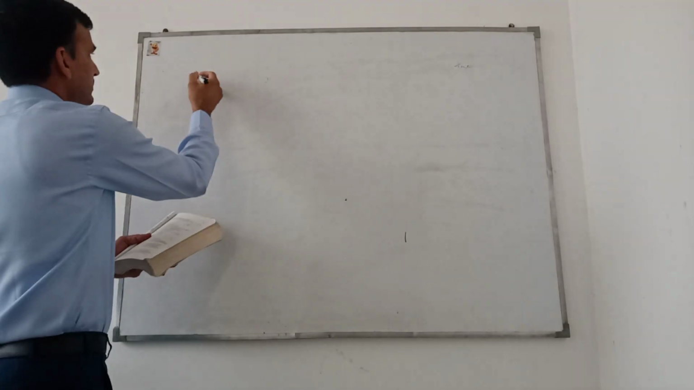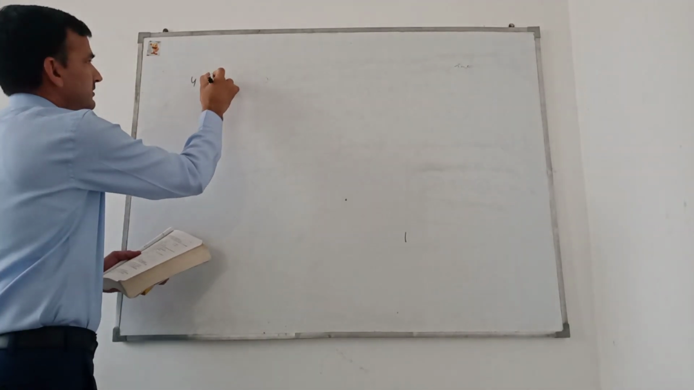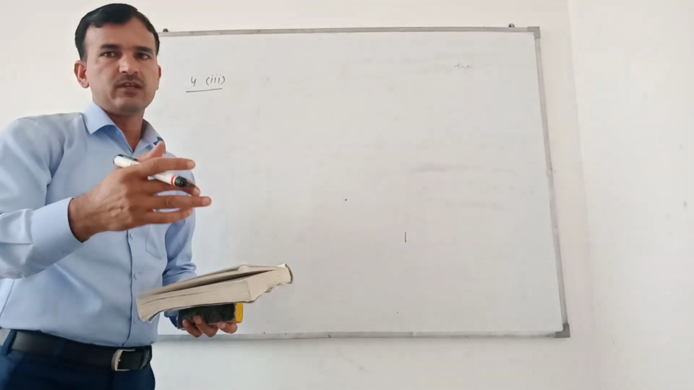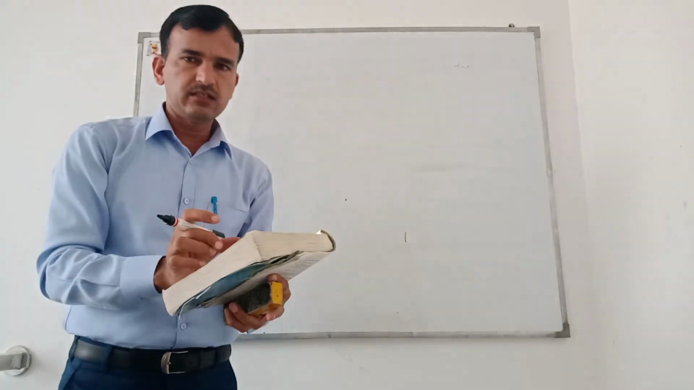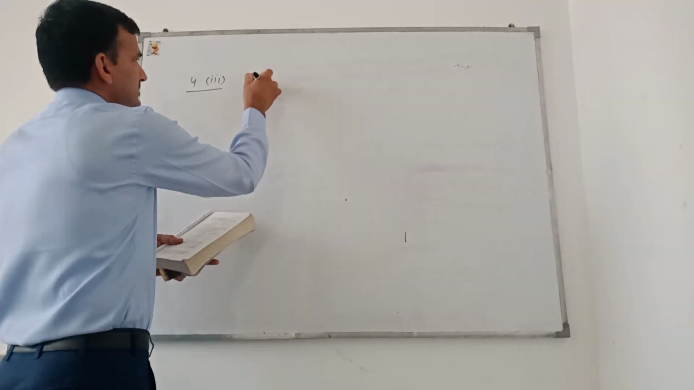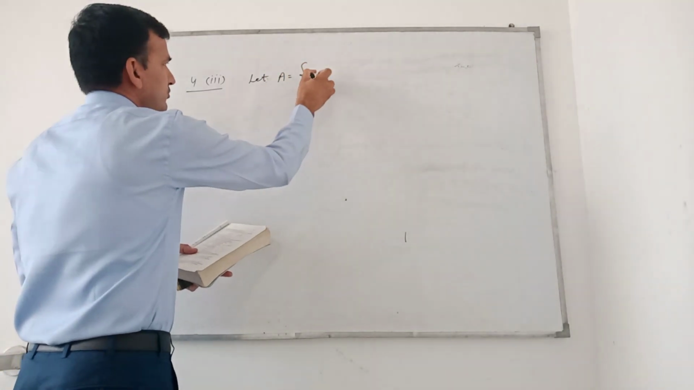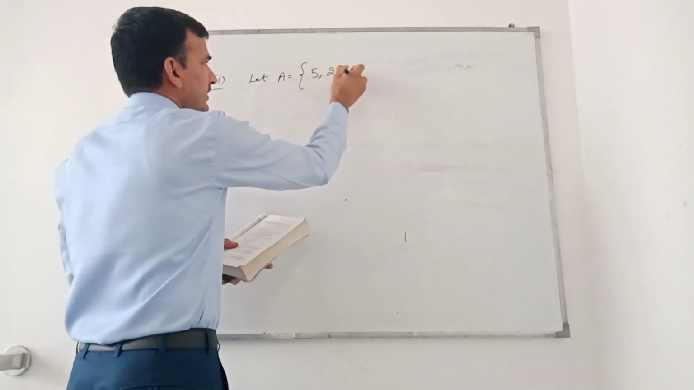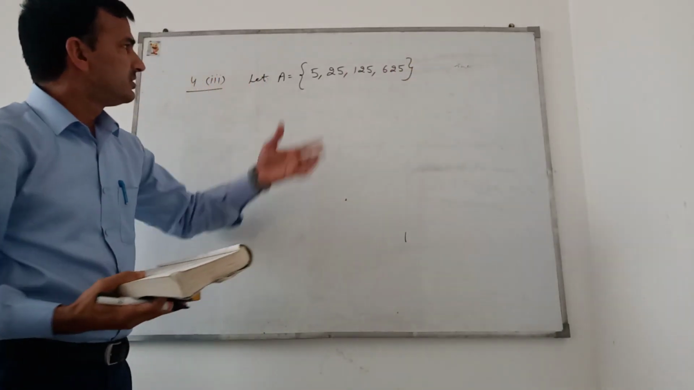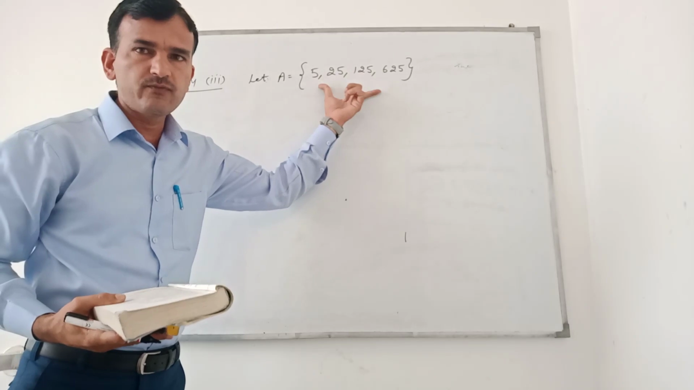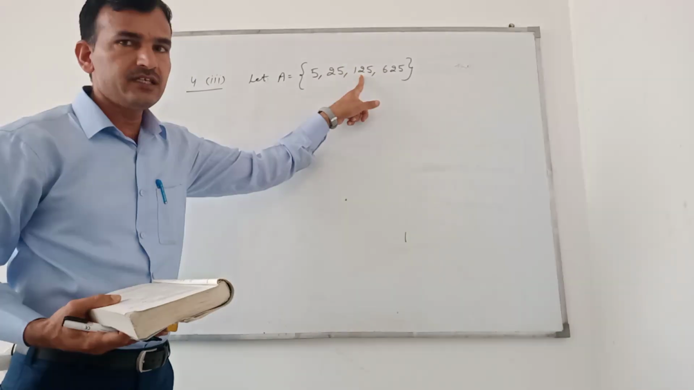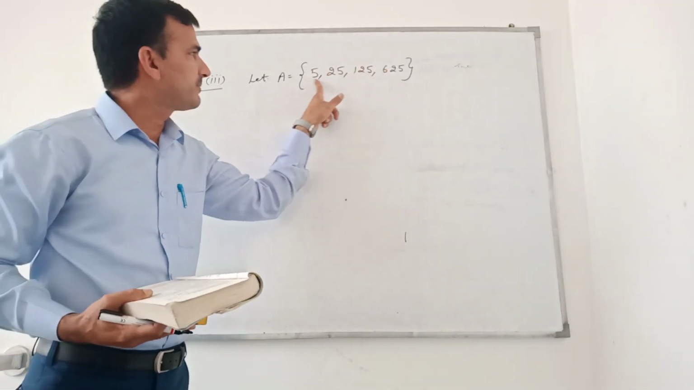What is the fourth question? Fourth question, third part. In this question, write the following sets in set builder form. Let set A is equal to {5, 25, 125, 625}. These 4 numbers are the powers of 5. This is 5 raised to power 1, 5 raised to power 2, 5 raised to power 3, and 5 raised to power 4. These are the powers of 5.